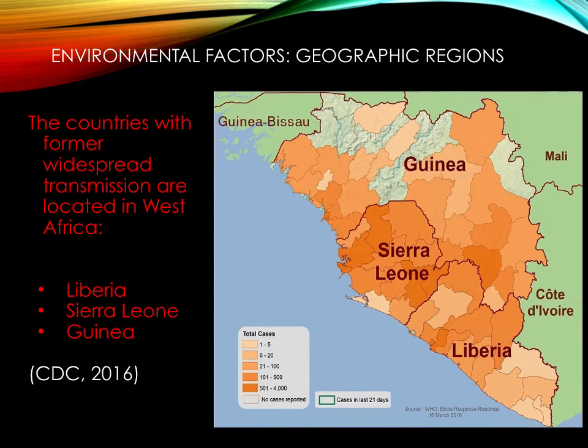Environmental factors, geographic regions. Based on geographic regions, 3 countries in West Africa experience widespread transmission of the virus. These countries are located in West Africa, which are Liberia, Sierra Leone, and Guinea. As indicated in the map to the side, the total cases range from 1 to 4,000 cases. The darker regions on the map indicate the higher range of cases, while the lighter regions show areas with fewer total cases.